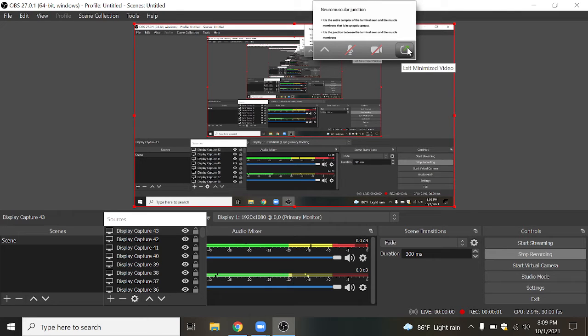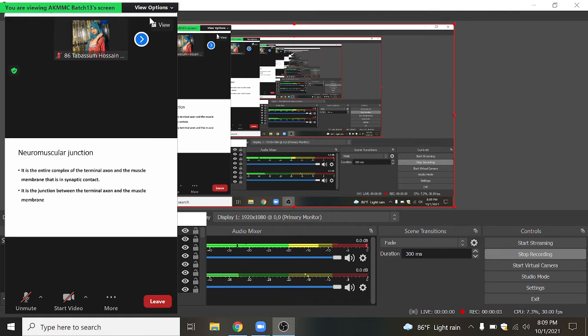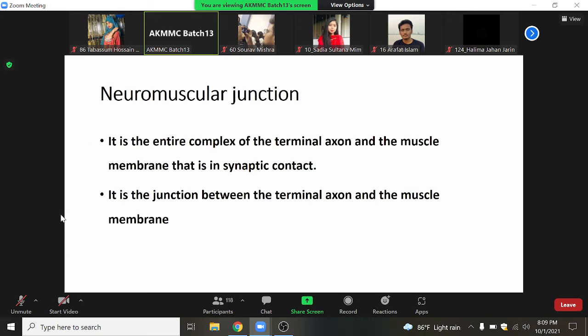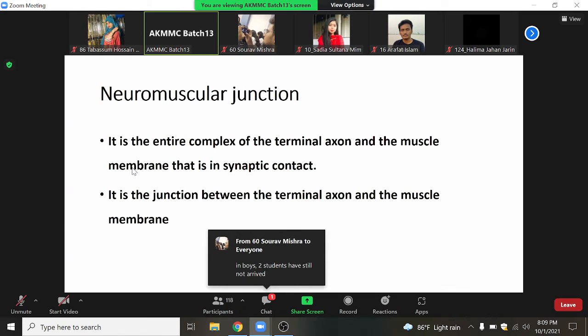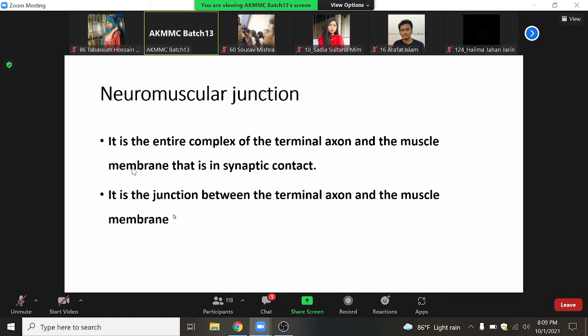See, this neuron has two parts, that is cell body and cell processes, and there are two processes, that is axon and dendrite. And the terminal part of axon and the muscle membrane, the junction between the terminal part of this axon and the muscle membrane is called the neuromuscular junction. This is the entire complex of the terminal axon and the muscle membrane that is in synaptic contact.